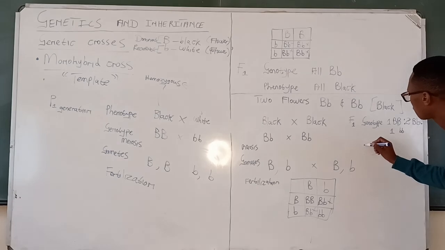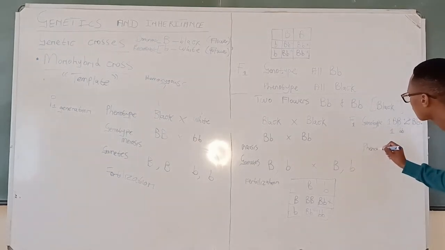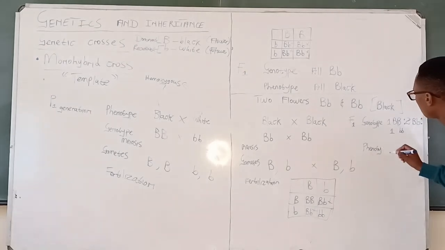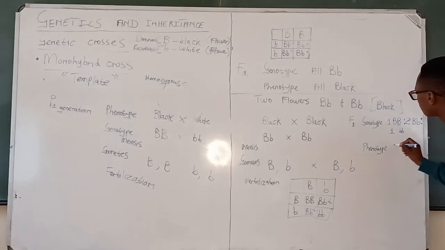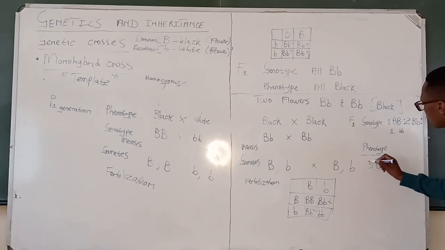And in our phenotype, this is what we're going to say. Phenotype. So in our phenotype, we're going to say that we have 1, 2, 3. It's 3 because 2 plus 1 is 3. So we're going to say that we have 3 of them that are black. So it means that 3 offsprings can become black.